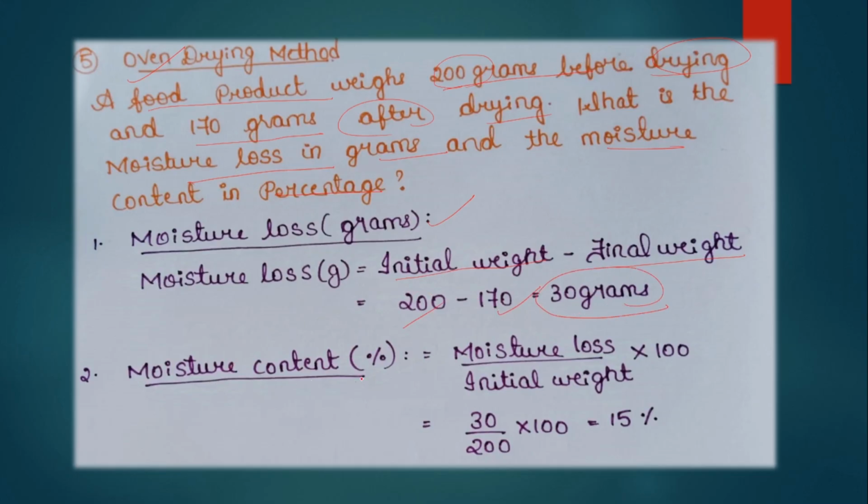The moisture content, that is in percentage, is equals to moisture lost by the initial weight into 100. How much moisture is lost here? That is 30, and the initial weight before drying, that is 200 into 100 is equals to, we get 15 percentage of moisture content in percentage.